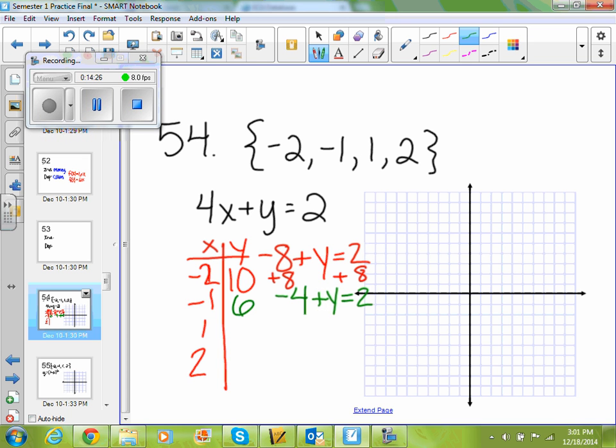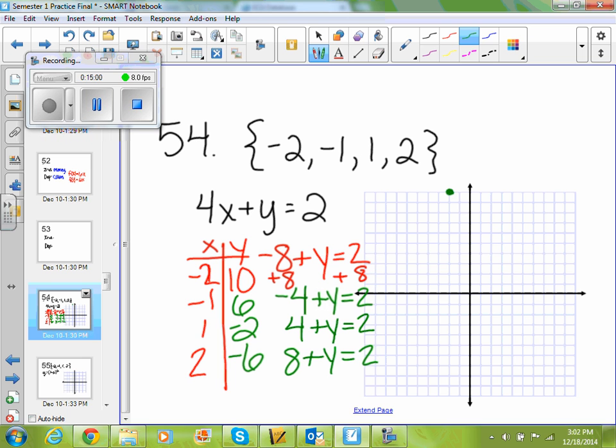6. If I plug in 1, 4 times 1 is 4, so 4 plus y equals 2. What does y equal? -2. And if I plug in 2, 4 times 2 is 8, so 8 plus y equals 2. So what does y equal? -6. So I get -2, 10, so back 2, up 10.